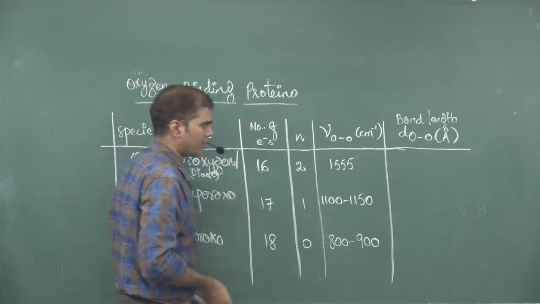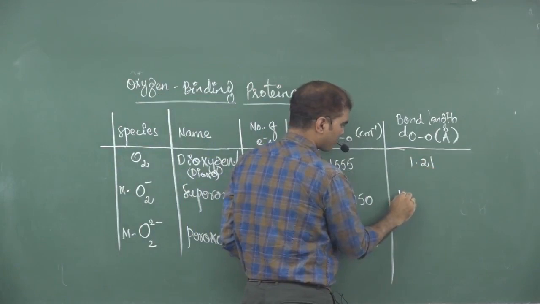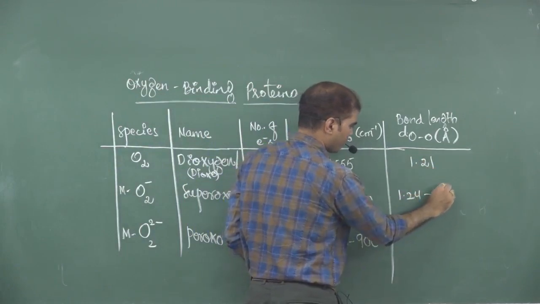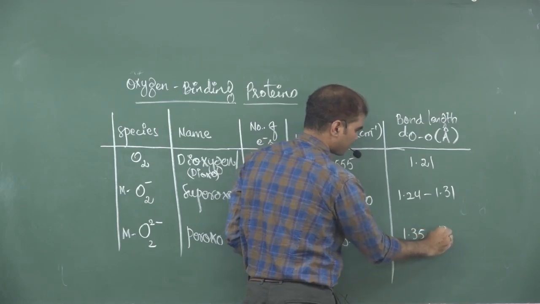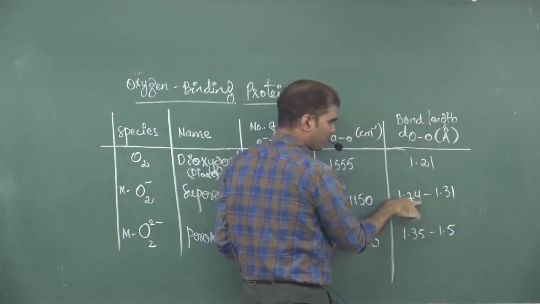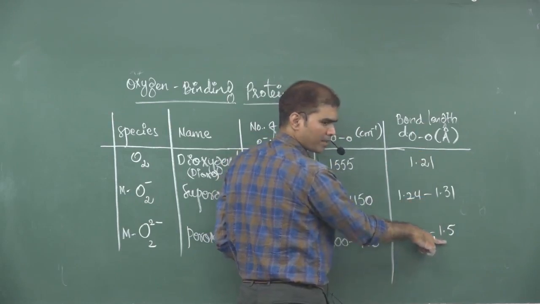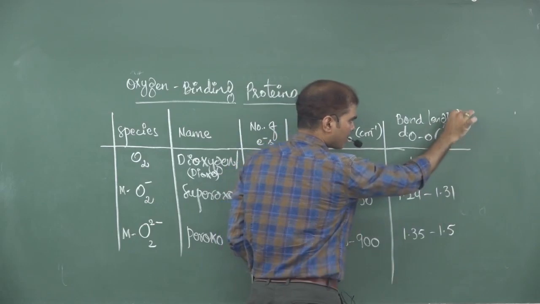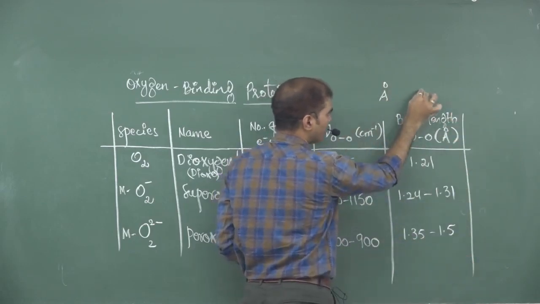As stretching frequency decreases, bond length increases. You can see bond length 1.2 angstroms, 1.24 to 1.31. Here it is nearly 1.3 to 1.5. So the bond length is increasing. For angstrom, Å, this is the right one, not this one.